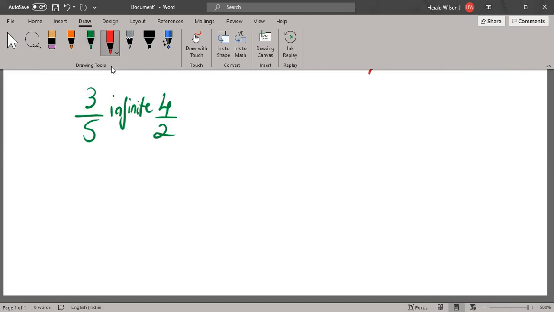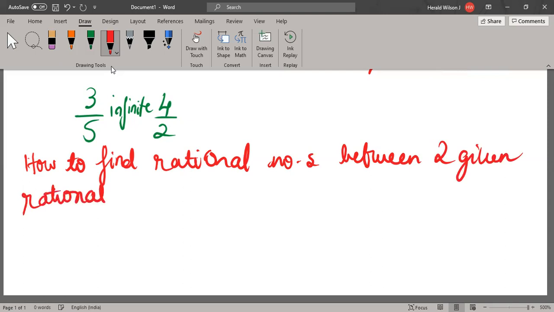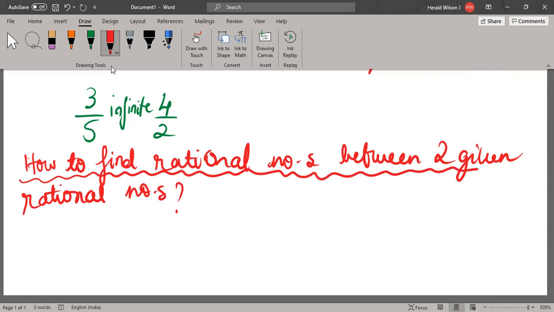Now let's move on to the next part. As I told you, how to find rational numbers between two given rational numbers. So let's see how to do that.